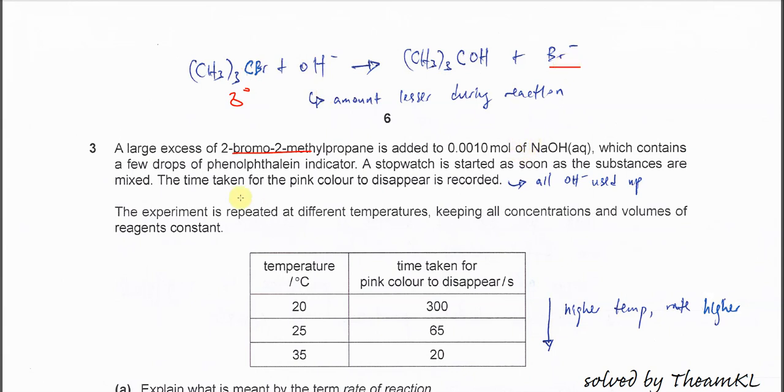Okay, this reaction uses phenolphthalein as indicator, and the stopwatch started as soon as the substances mix. Okay, then the reaction stopped when the pink color disappears, which means all the hydroxide is used up. When all the hydroxide is not there, then the pink color will disappear.